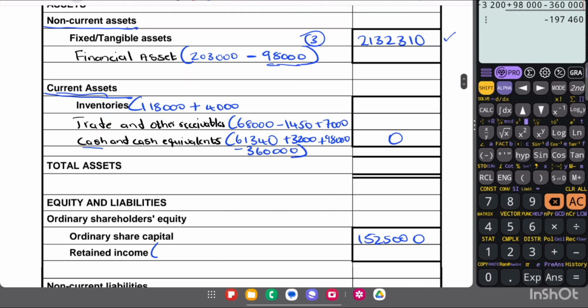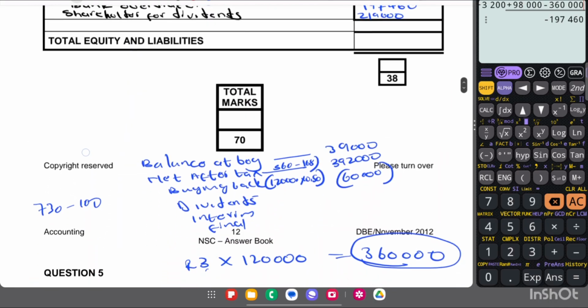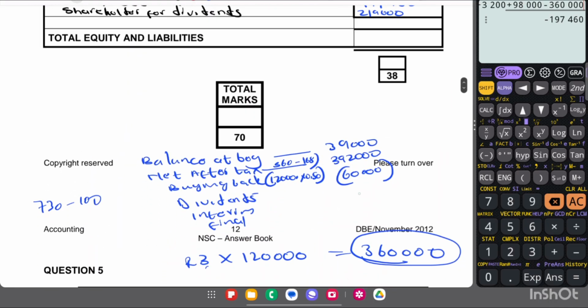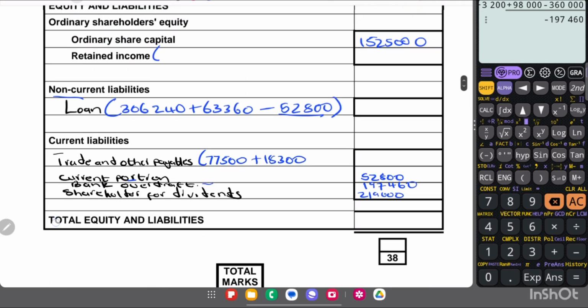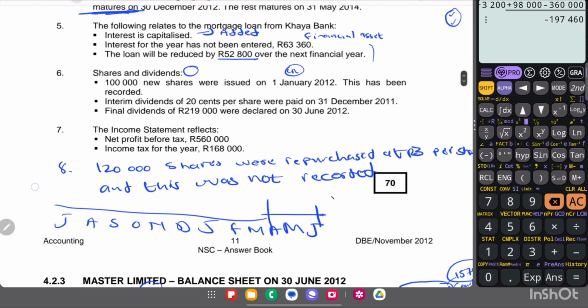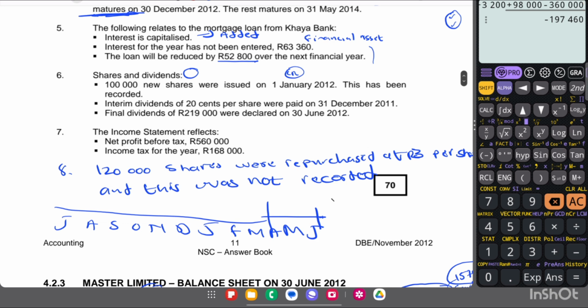Okay, we can just finish the retained income now, because we have the buying back, and then we also have the final dividends. We were given as 219. But do we have interim dividends? No, we don't have interim dividends. We can go to our information. Interim dividends of 20 cents per share were paid on 30 December 2011.